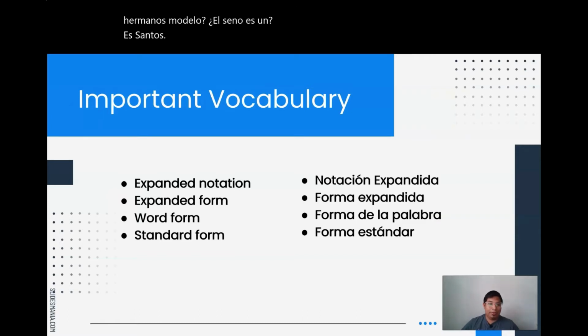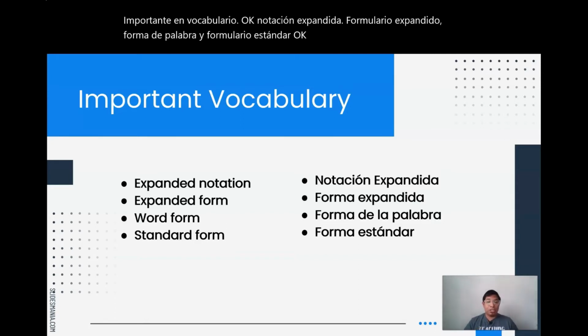Important vocabulary, okay? Expanded notation, expanded form, word form, and standard form, okay? These are the important vocabulary words that you need to know before we get into our lesson.